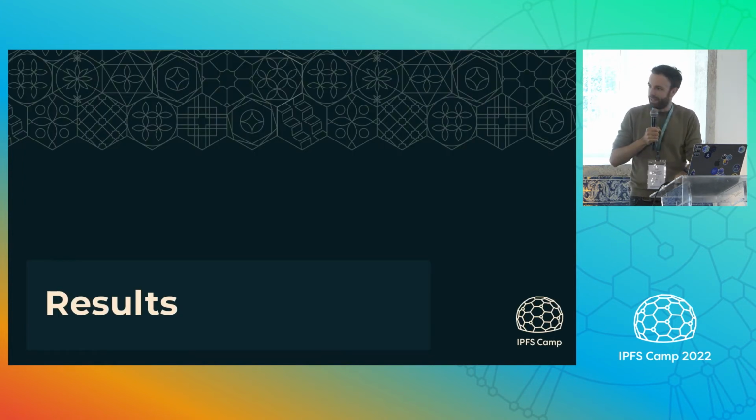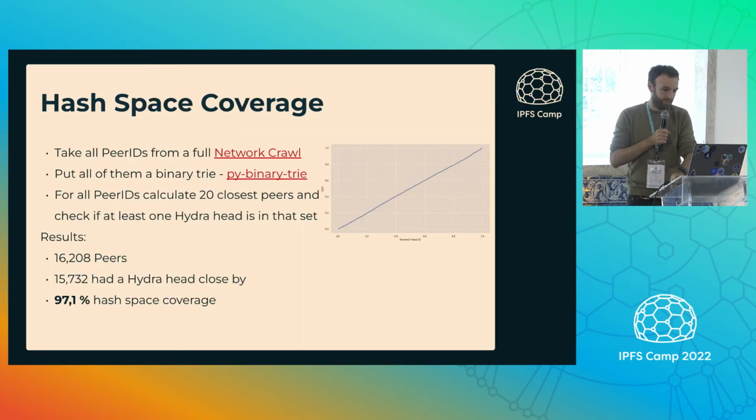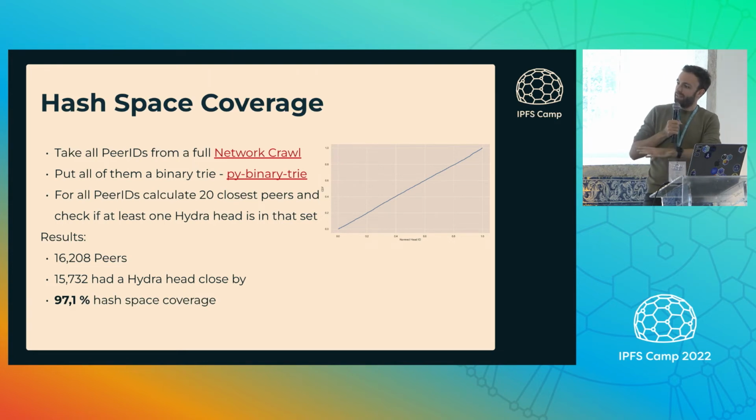All right, what are the results? First of all, the hash space coverage. On the right-hand side, you can see the straight line just indicates that we have a very uniform distribution of peer IDs, so this is good. But also, we wanted to know how often a Hydra head appears in the proximity of 20 closest peers.